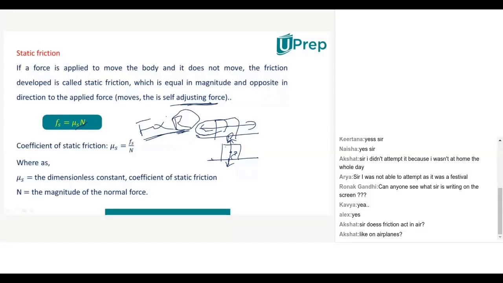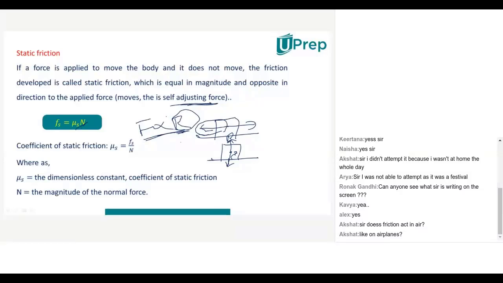The force applied by the surface on the object perpendicularly or normally will be called normal reaction. And that normal reaction generally will be equal to the weight of that object. Maybe in the previous class also we wrote the equation R is equal to mg. Whether we wrote? Yes, sir.